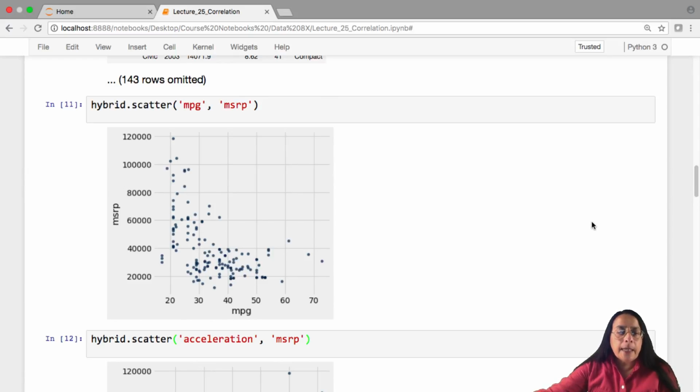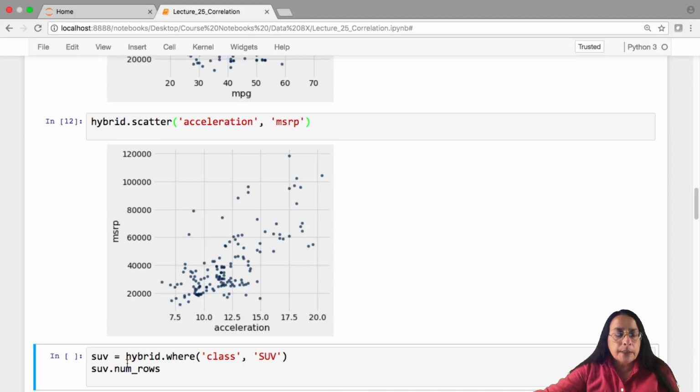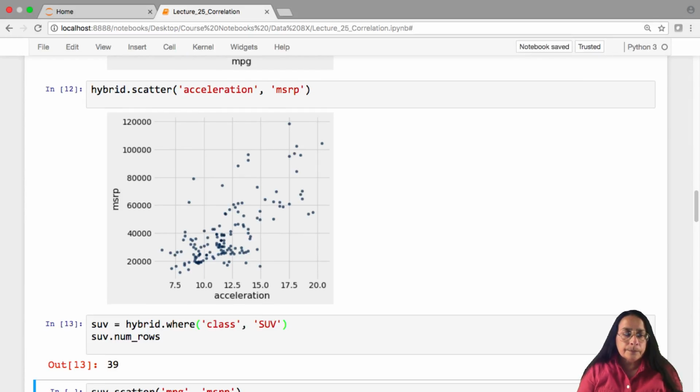Remember that this scatter diagram represents about 150 different models. Sometimes when you reduce your data set to a more homogeneous group of individuals, you see slightly different patterns. What we're going to do next is restrict ourselves to just the sport utility vehicles, the SUVs. So we will create a new table called SUV by applying the where method to the hybrid table. Hybrid.where class, this is a column label, is SUV. The first thing we're going to do is see how many such models there were. There were 39 such models.